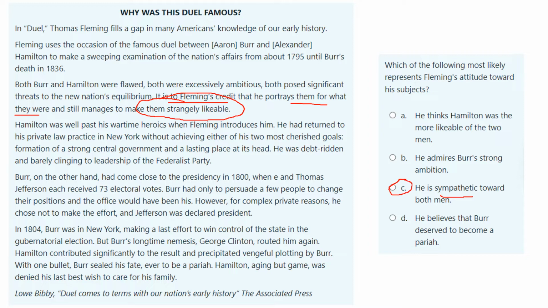If he did not like Burr, then he could have described him in a horrible way for killing somebody else. If he did not like Hamilton, he could have described him in a horrible way because he never succeeded. He was a failure. He was almost broke. He had no money. He failed to become the president. There are many ways that Fleming could have described them so that they were not likable by the reader, but he chose not to. He chose to be sympathetic towards them. He chose to make them likable. So answer C is correct.